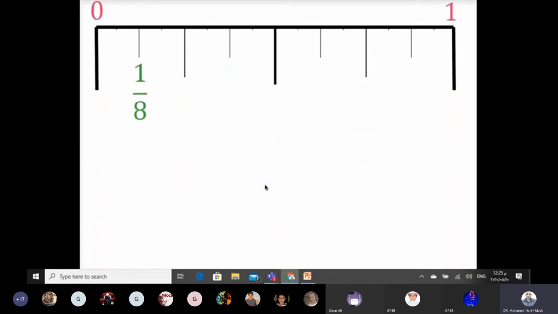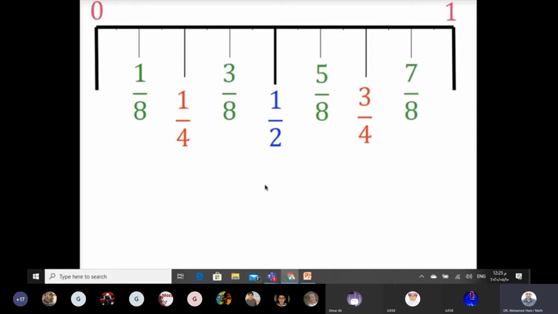So to name a ruler, we start at 0, then 1/8, 1/4, 3/8, 1/2, 5/8, 3/4, 7/8, and 1.